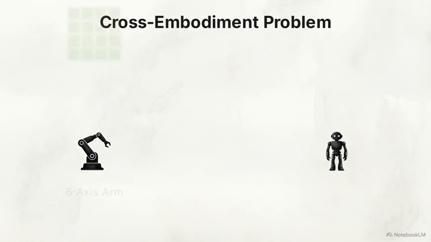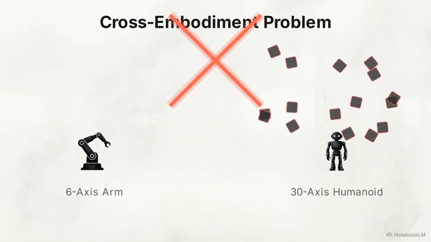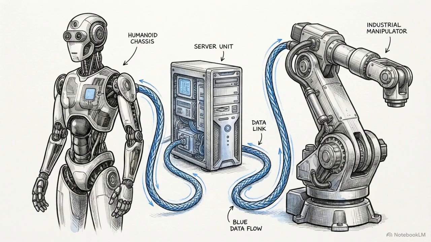If you trained a neural network to control a 6-axis industrial arm, that math became useless if you tried to port it into a 30-axis humanoid. Their state and action spaces, the specific mathematical boundaries defining what a robot can perceive and how its motors can move, were incompatible. That hardware fragmentation is exactly what the NVIDIA GR00T N1.6 release is designed to bypass.